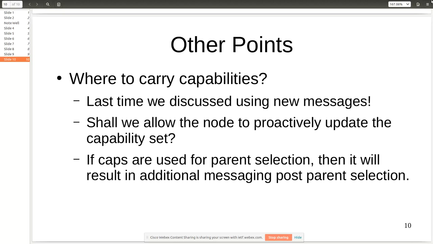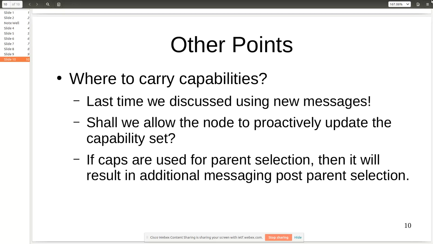In general, it's not the right thing, mostly for pooling. But if, for instance, the parent needs to give capability to the children for the routing decision, then yes, why not place them in the DIO? It would make sense.